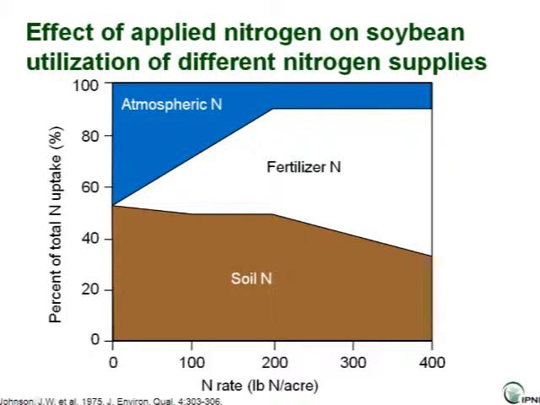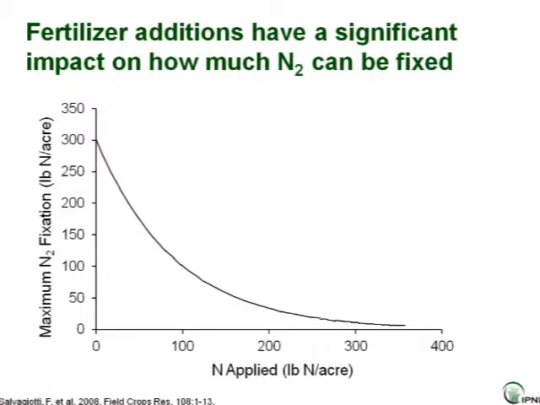Well, this is what this review paper did: across all these studies, it started looking at these relationships. What happens when I apply nitrogen to the maximum amount of nitrogen that I can get through fixation? And what you notice is it's curvilinear, which I was not expecting. It goes down very quickly. So in other words, if I apply the first 100 pounds of nitrogen, my maximum N fixation drops from a maximum of 300 down to about 100. So applying 100 pounds of nitrogen cut my N fixation by 2/3.